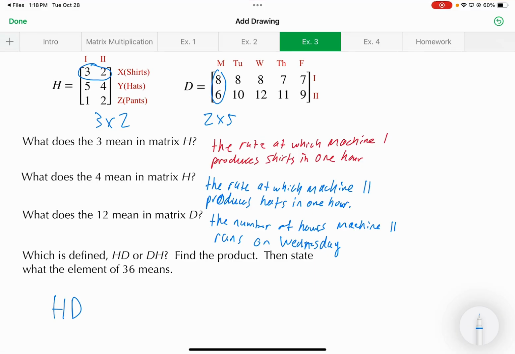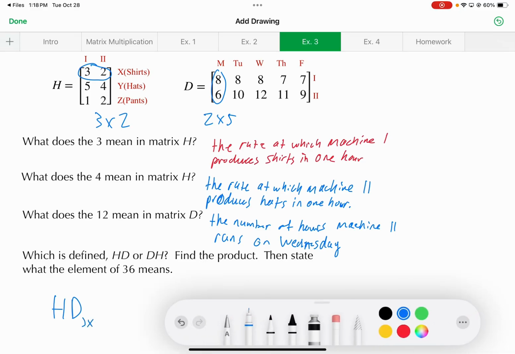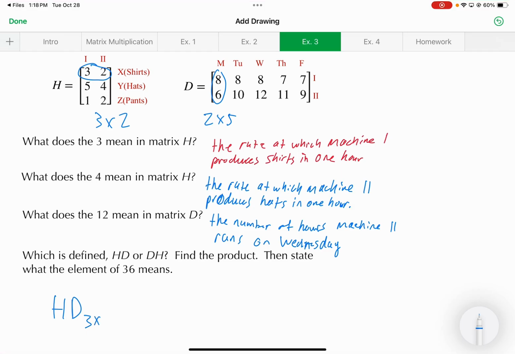Oh my gosh, that's a big matrix. All right. Oh, we can do it. I believe in you guys. No, stop.